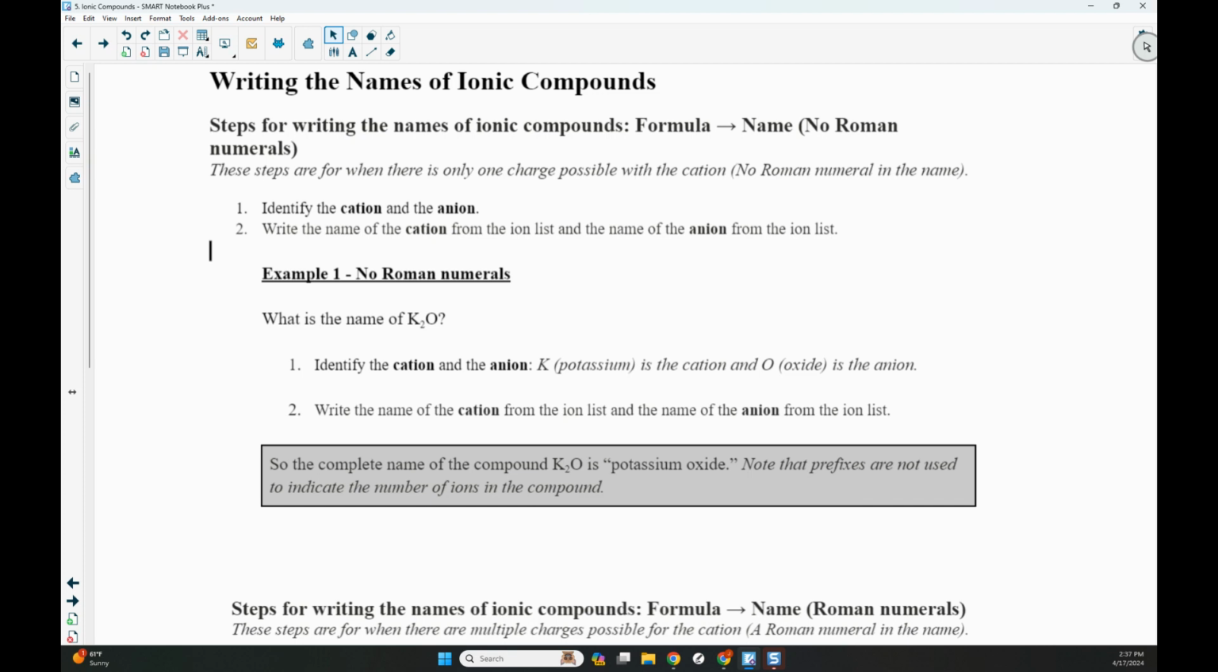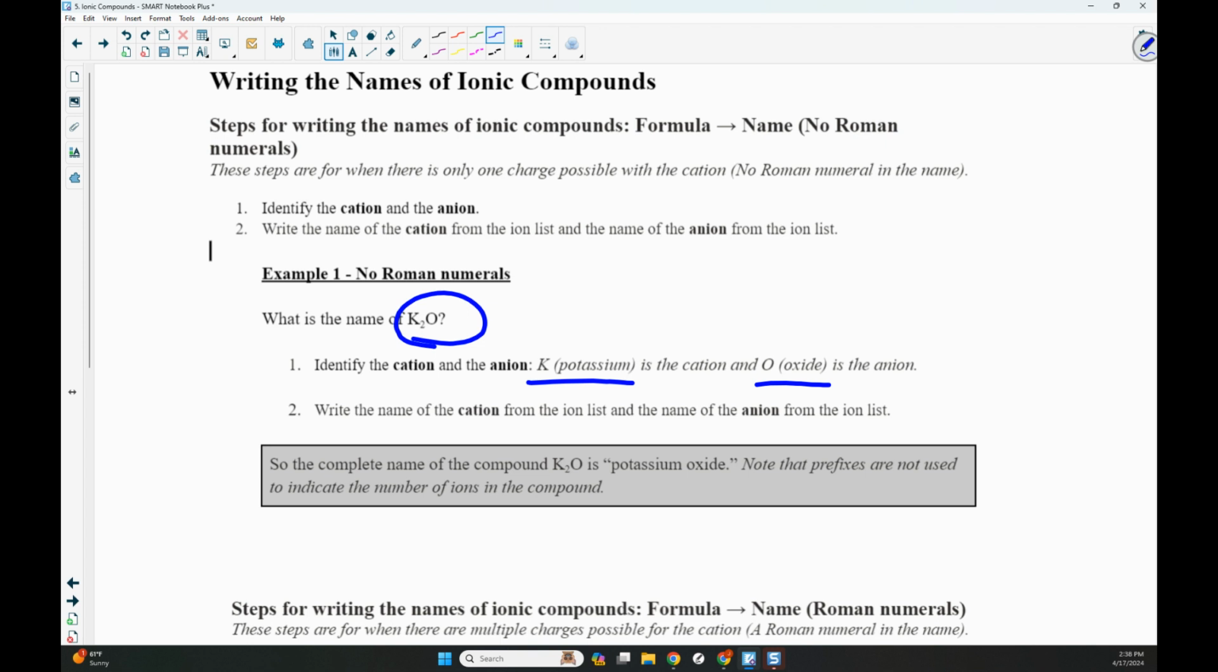Okay. So we want to write the name of K2O here. So the first thing we do is identify the cation, which is potassium, and the anion, which is oxide. And I didn't need to memorize those names. I just had to look at my ion list on back of the periodic table there. You guys see what I'm talking about? It gives you the spellings and the names for both of those.